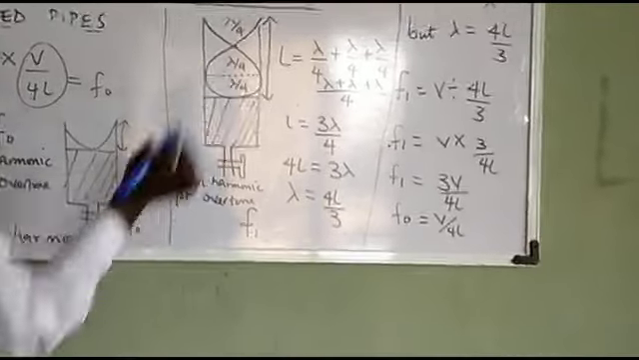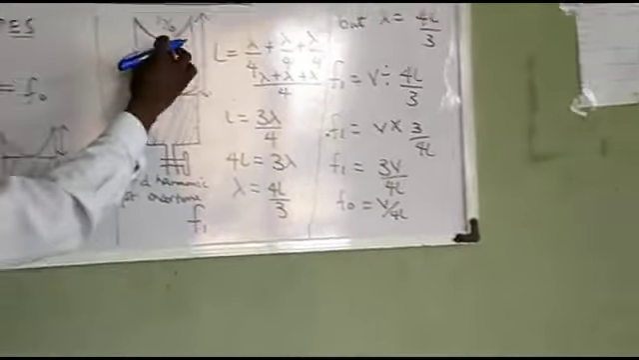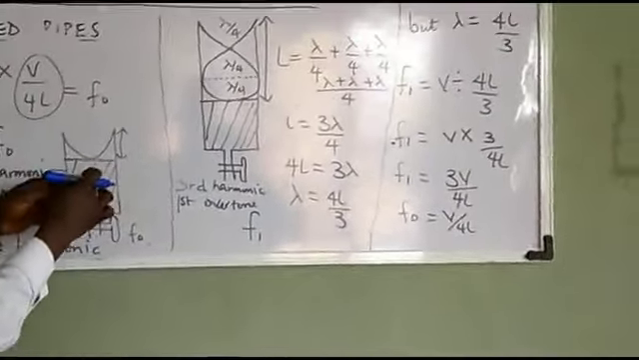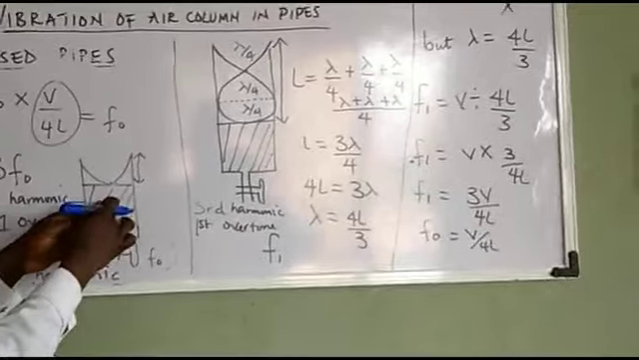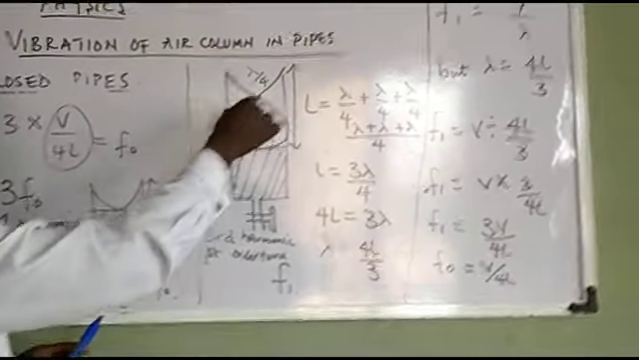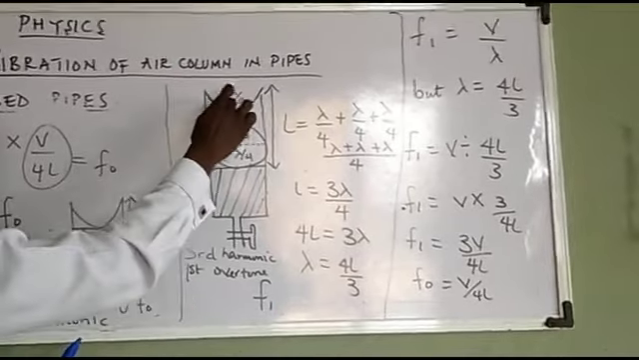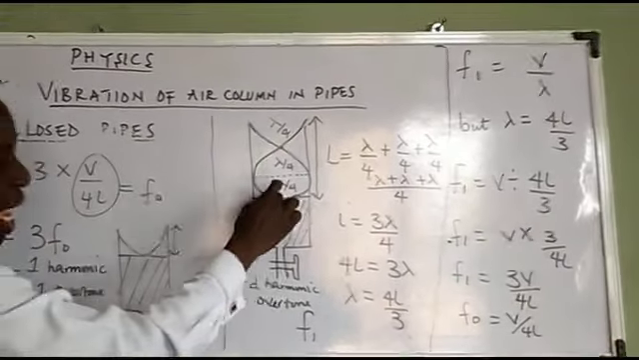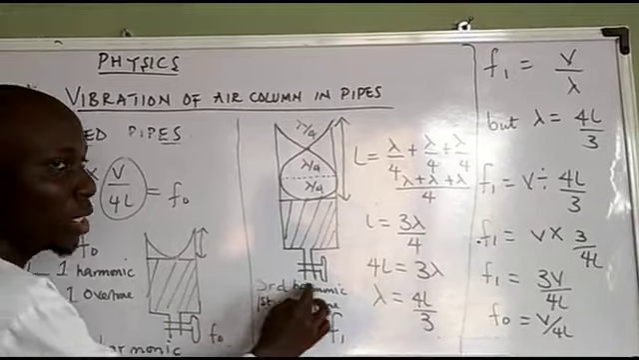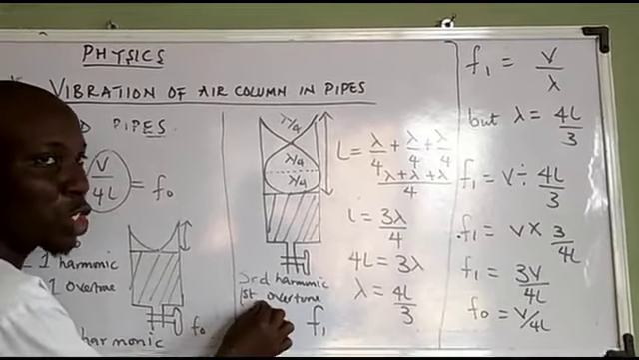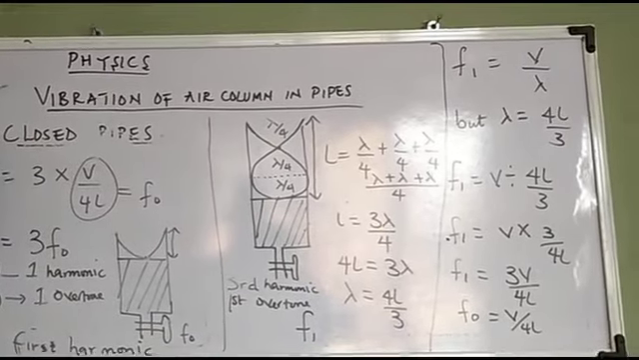Half of a cycle is the number of the harmonic. Complete cycle is the number of the overtone. There is no overtone here. We only have the first harmonic. But here, we have one complete cycle and one half of a cycle, making a total of 3 halves of a cycle. That's why we have the third harmonic. And one complete cycle, that's why we have the first overtone. Is that good now?